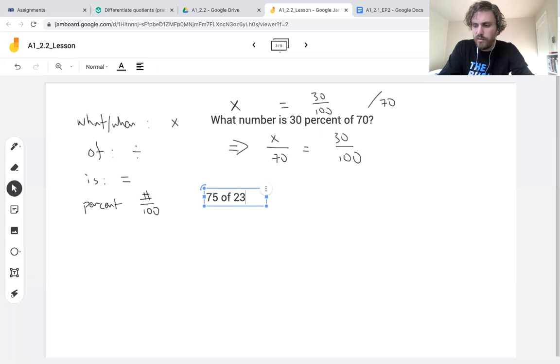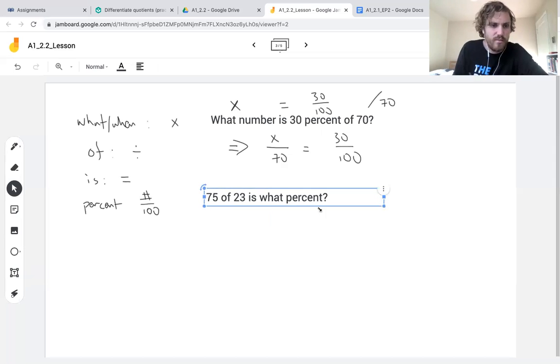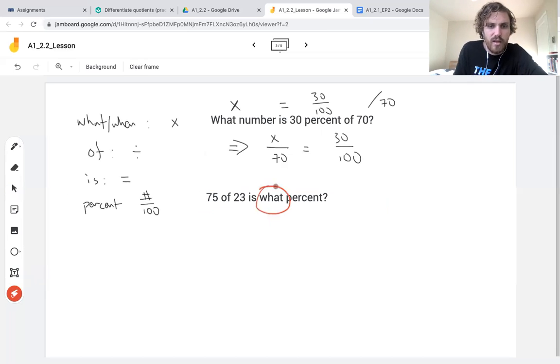75 of 23 is what percent? Okay, so again, we've got some numbers. We've got a what percent. So that "what" is indicating that I'm going to need a variable. So right here, I'm going to need an x. Percent is going to be over 100. So I think what percent is going to be x over 100, and there's my equal sign right there. And 75 of 23, well, there's my division, right? So I'm going to have 75 over 23.